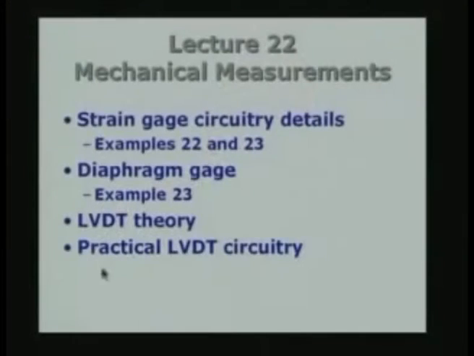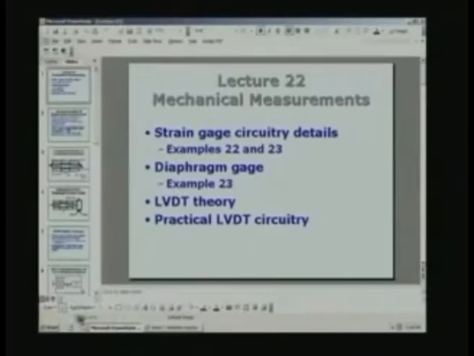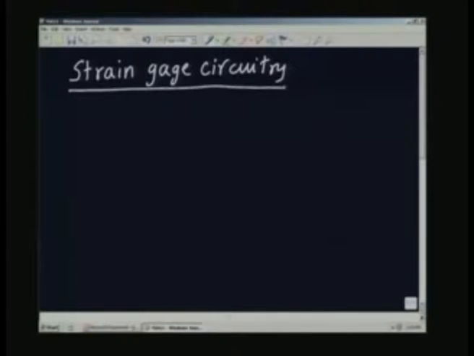So, let us look at the method of measuring the strain. So, we will go back to the strain gauge circuitry, which we talked about in the last lecture. Basically, a bridge circuit, in fact we called it the quarter bridge. We were just about introducing this terminology.